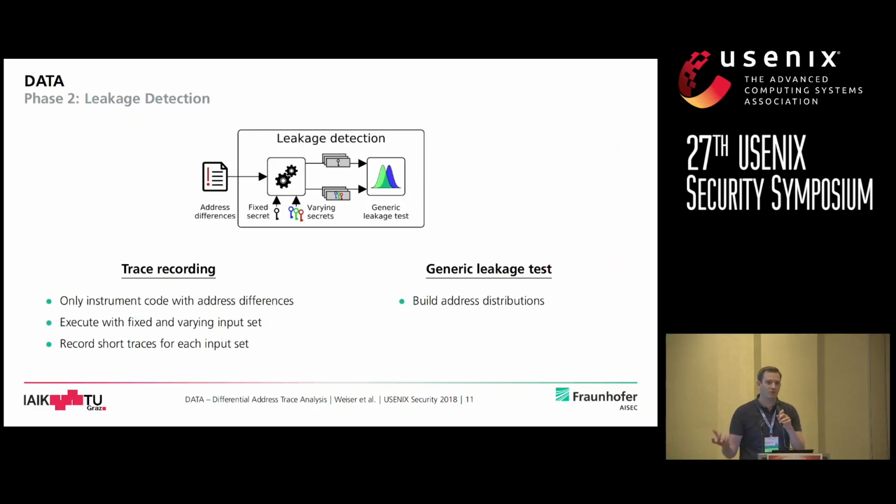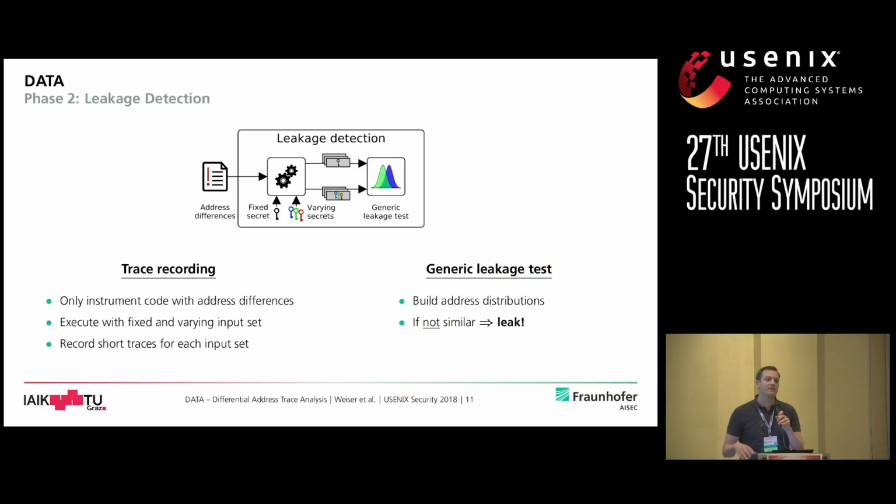For instance, if an instruction makes a memory access, we record all the addresses of that instruction and build address distributions. So in the end, for every difference that we detect, we have two distributions. And these two distributions we then compare with a statistical test. If those two distributions are not similar, so do not stem from the same base distribution, we know that this is an information leak.